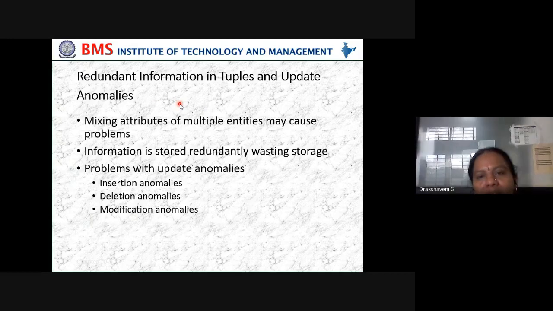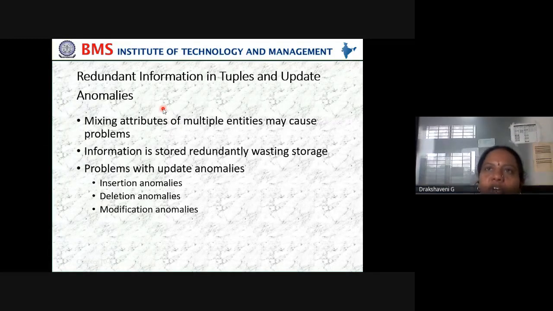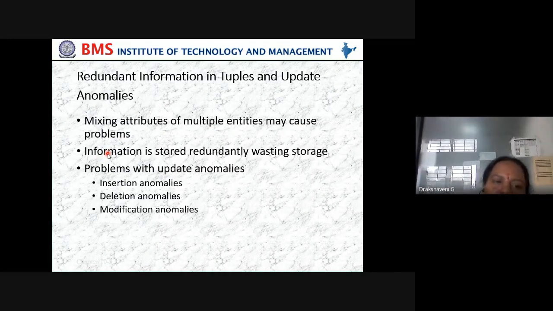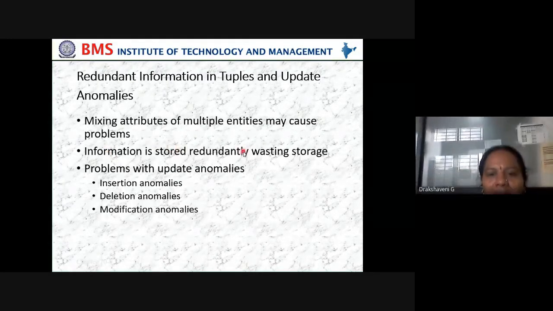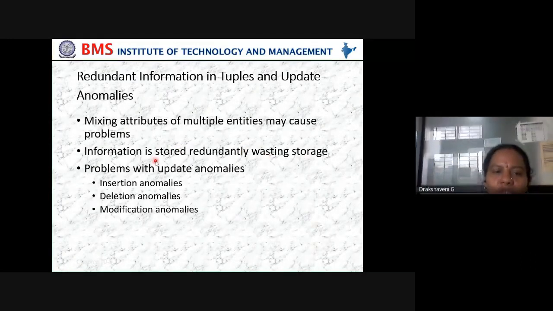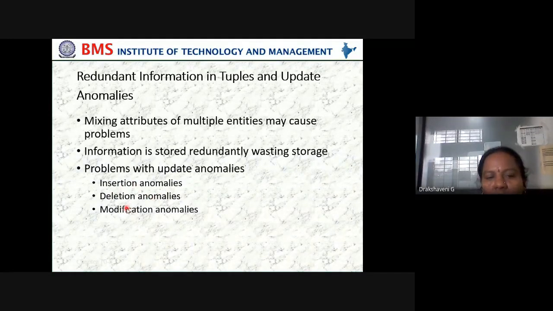So the redundant information in tuples and update anomalies. Suppose there are many redundant values. There may be your USN is 73 and your name is something. If it appears 2 or 3 times, then these are redundant values in the table. So mixing attributes of multiple entities may cause a problem. The information is stored redundantly, wasting storage. So there are problems with update anomalies, insertion anomalies, deletion anomalies, and modification anomalies.